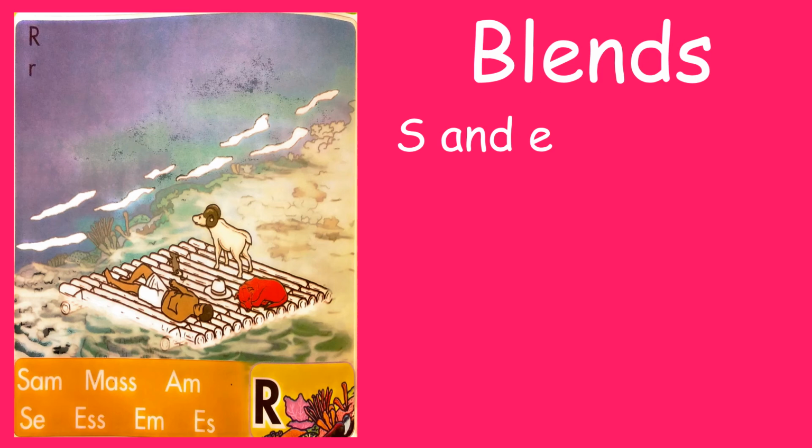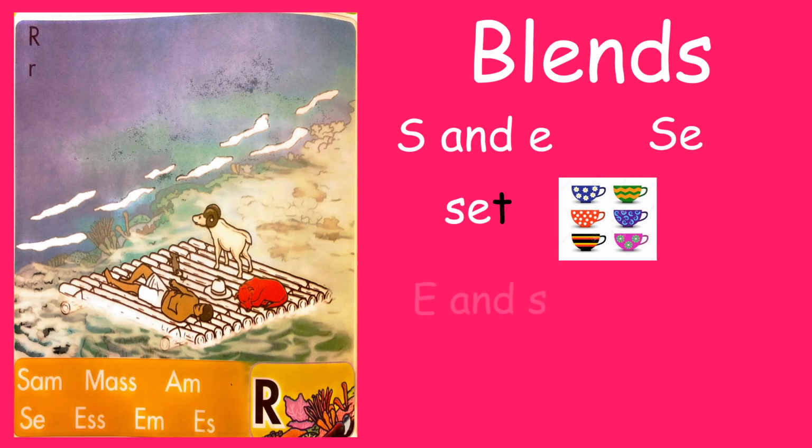So the first blend that I'm seeing there is with the letter S and the letter E. When we put them together, they make one sound. Remember, S makes the S sound and E makes the E sound. So, S and E makes the SE sound. For example, S-E-T. Set. A set of cups. Let us continue.